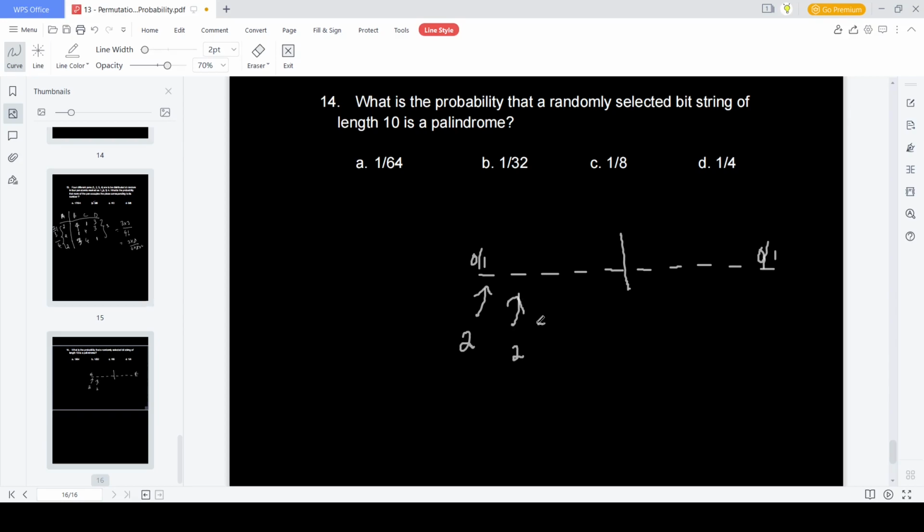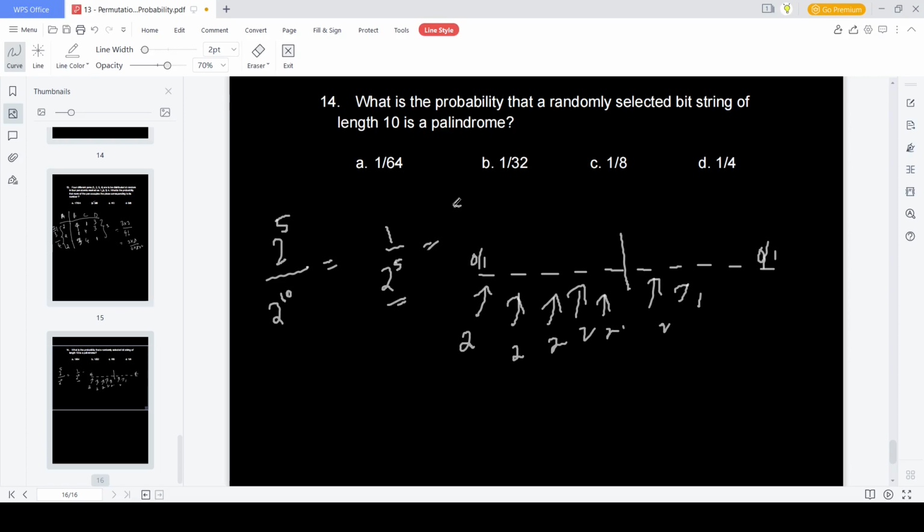Okay, similarly I have two options here, two options here, two options here, and two options here. So I have 2 to the power 5 options divided by total number of options. If I have 2 here, 2 here, 2 here, and so on, that is 2 to the power 10, right? So this will come as 1 by 2 power 5 because it cancels. So this is 1 by 32. So that is the probability that a randomly selected bit string of length 10 is a palindrome.